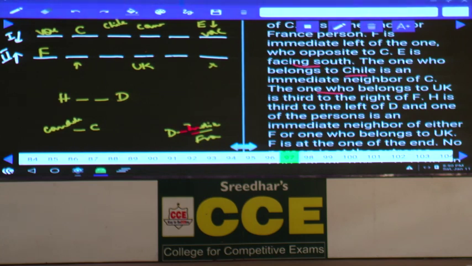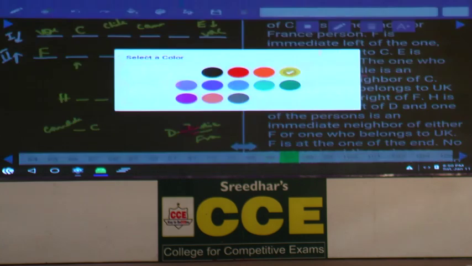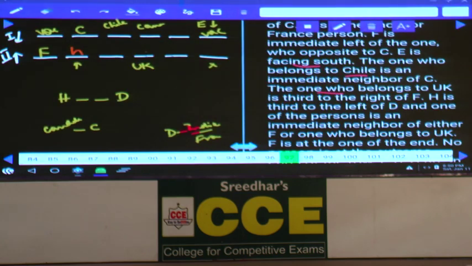Can H be at this place? Now I am taking the point. Can H be here or not? If H is here, then D will be here. Is it possible or not? H is to the left of D, and one of the persons is an immediate neighbor of either F or UK. Will there be only one person?